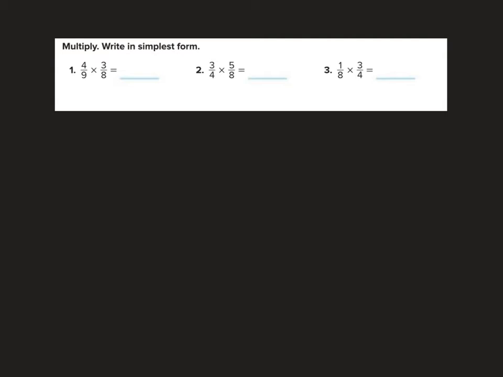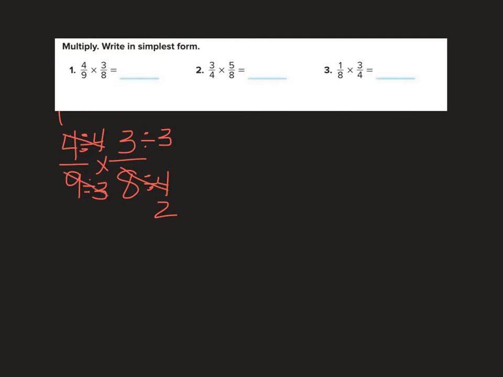Multiply and write in simplest form. Okay, so I have 4/9 times 3/8. Look at this. I can divide by 4 and divide by 4 to get 1 and 2. And I can divide by 3, divide by 3 to get 3 and 1. So now I'm doing 1 times 1 is 1. 3 times 2 is 6. So my answer is 1/6.